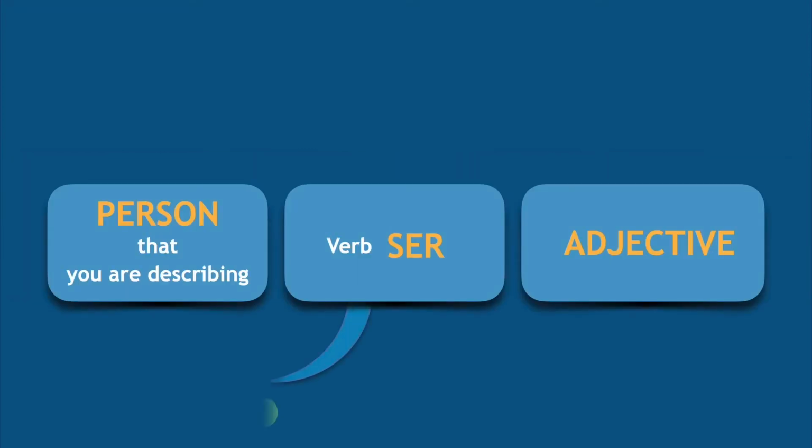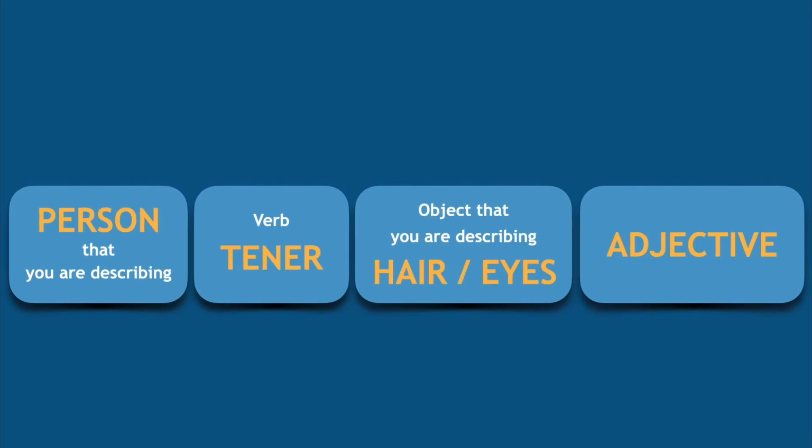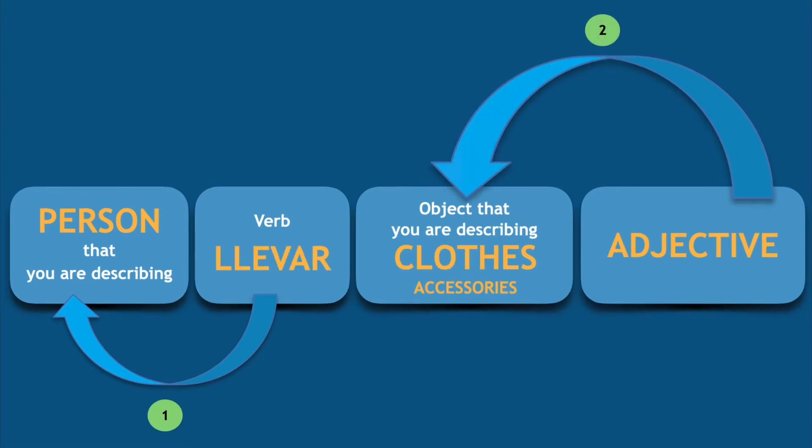The key to master the description is to understand all the required agreements. With ser, both the verb and the adjective must agree with the person that you are describing. But with tener, the verb must agree with the person that you are describing, whereas the adjective must agree with the object that you are describing, not the person. Llevar will work the same way as tener.